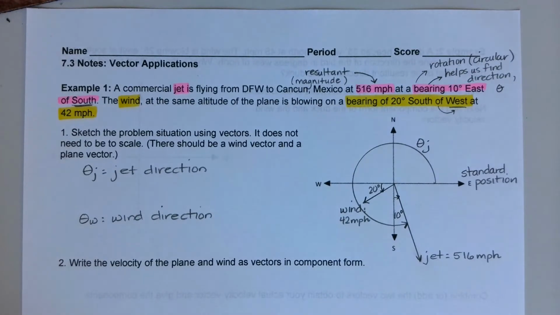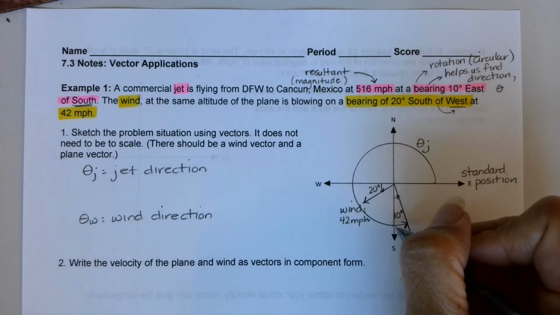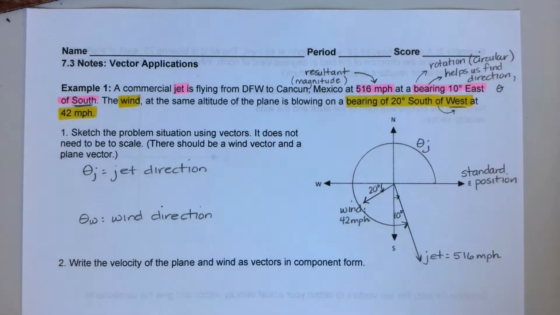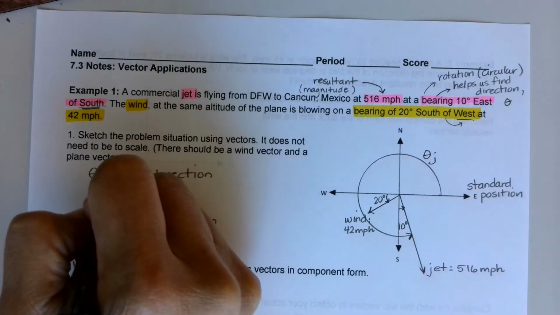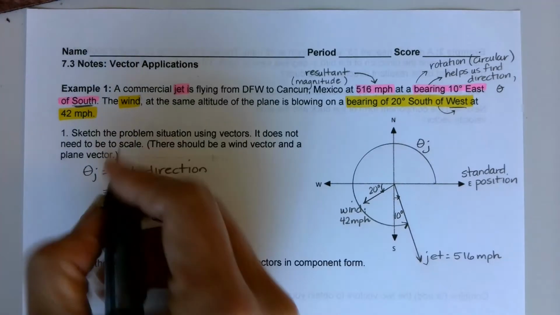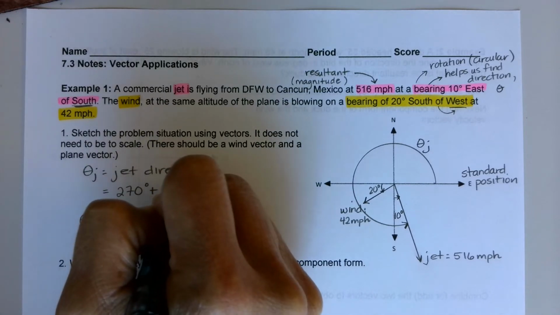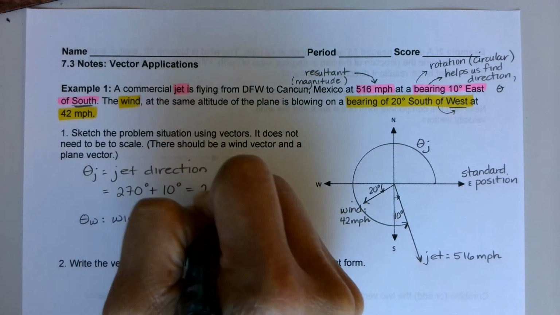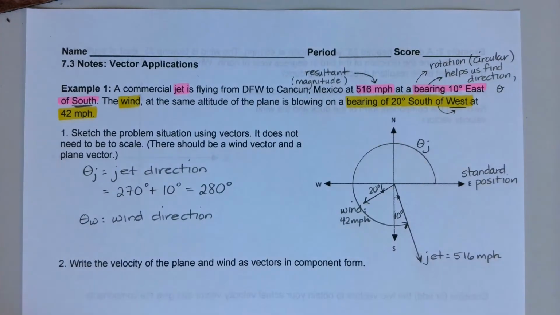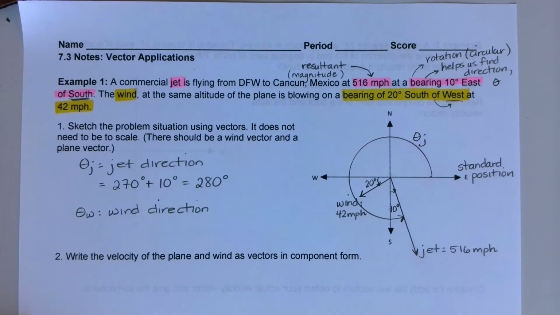So how many degrees did I travel? 90 plus another 90 plus a 90 plus this bit, which I know is 10. So 3/4 of a circle is 270 degrees plus the 10 degrees gives me 280 degrees for my jet. Okay, that's the jet direction. So I want you to pause the video and go find the wind direction.